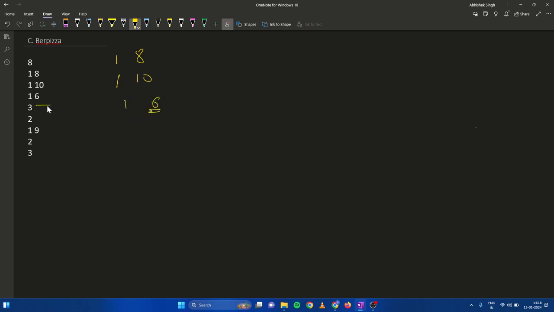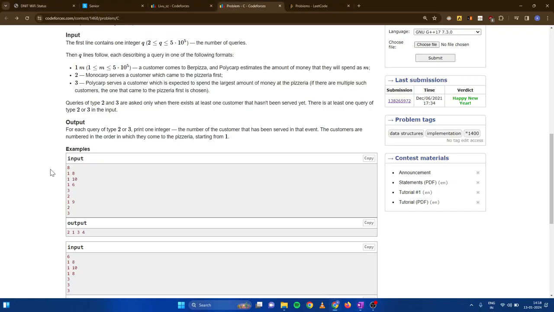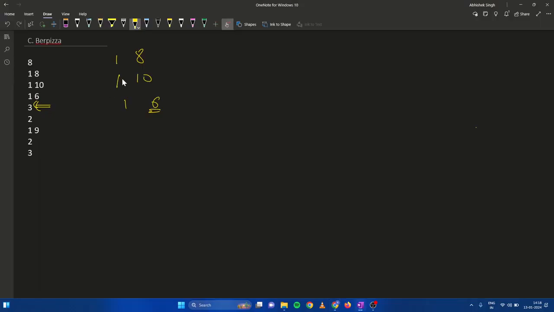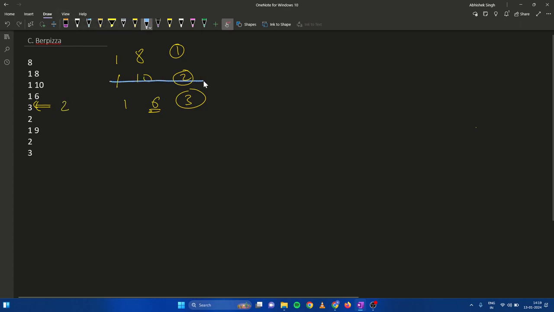Now you are asked for query 3. 3 is for Polycarp. What does Polycarp do? Polycarp serves the customer who's going to spend the most. So who is that customer? This is the first customer, this is the second, this is the third. So for this, the answer is second, because he's spending the most money. So it's 2 here. As it's done, we will cut it, right? We are not going to serve this customer again.